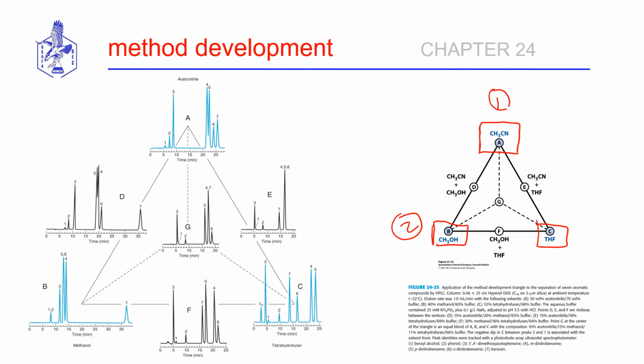Okay, and you can start with pure methanol, collect that chromatogram. That's this one. Pure acetonitrile is here. Pure tetrahydrofuran is there. A 50-50 mixture of these two is in between, and you do that in between. And then we can also collect a chromatogram and get data on our retention times and peak shapes when we do equal proportions of the 3.